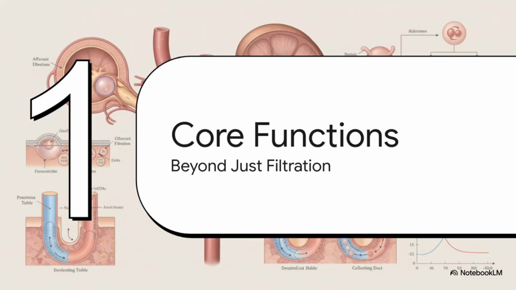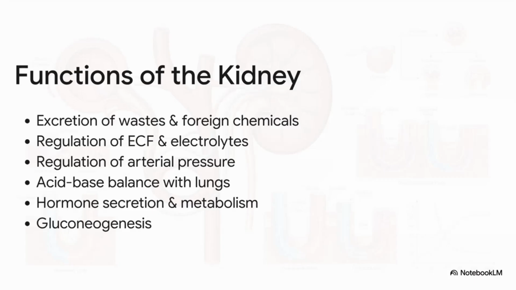Section 1. Core functions of the kidney, beyond just filtration. It is super critical to recognize right from the jump that the kidney's role goes way, way beyond just making urine. Its impact is massively systemic. Looking at this list of responsibilities, first, of course, they excrete metabolic wastes and foreign chemicals. But second, they precisely regulate your body fluid osmolality and electrolytes, basically your entire water and salt balance. Third, they directly regulate arterial pressure.